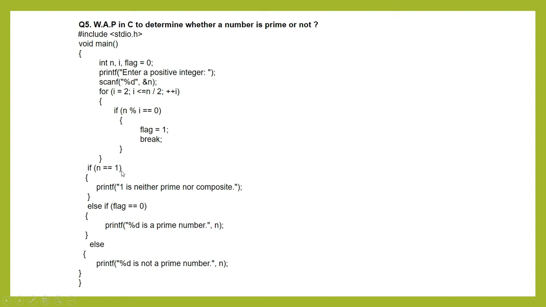Okay. Then it should check whether n is 1, with double equals, that is exactly equal to 1. If the n value is 1, then it is neither a prime nor a composite number. Or if the flag value is 0, then it should display yes, it is a prime number; otherwise it should display it is not a prime number. Okay.